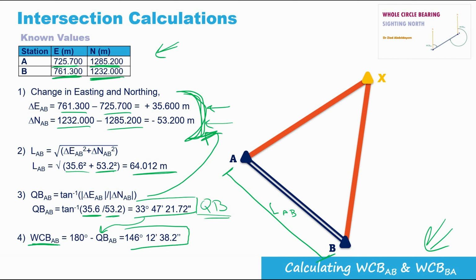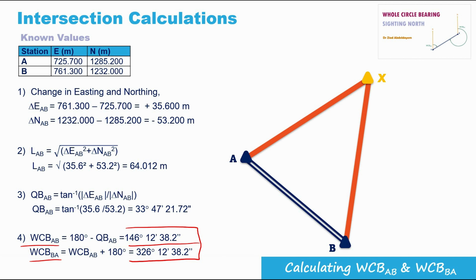Now we are going to calculate the back bearing, or the whole circle bearing of BA, which is the whole circle bearing of AB that we have just calculated, plus 180 degrees. And the answer is 326 degrees, 12 minutes, and 38.2 seconds.